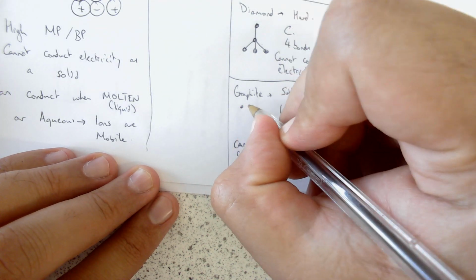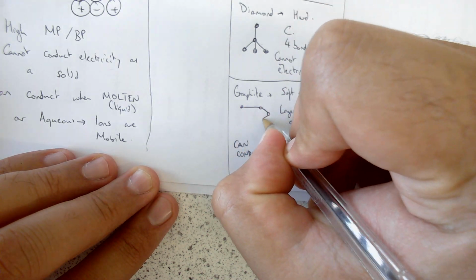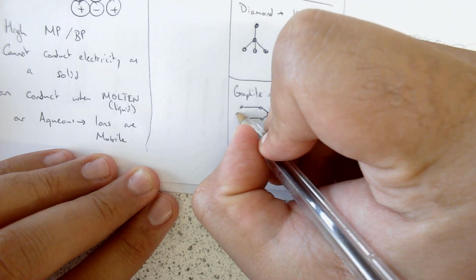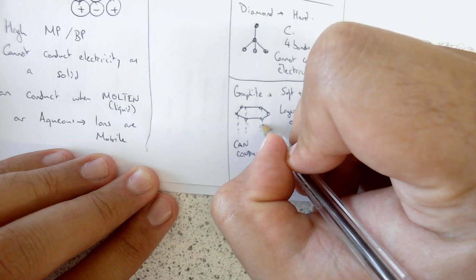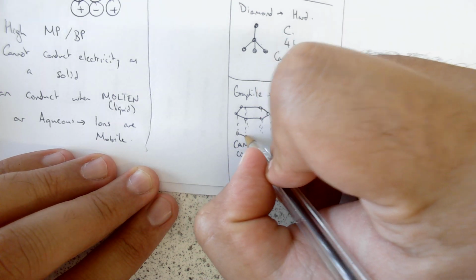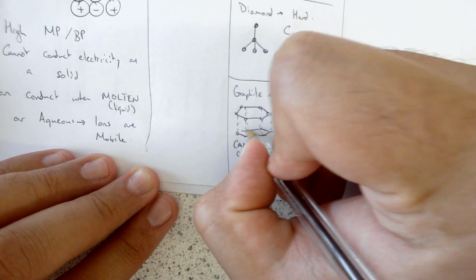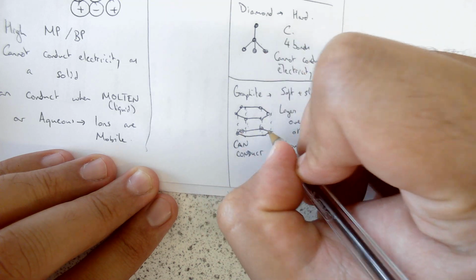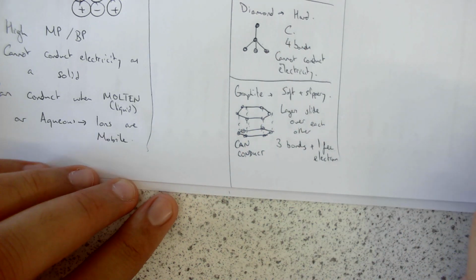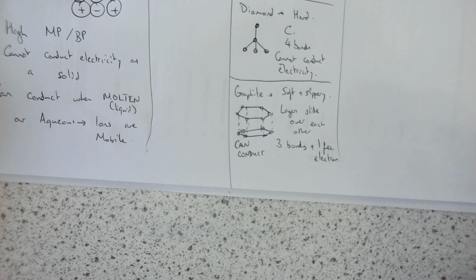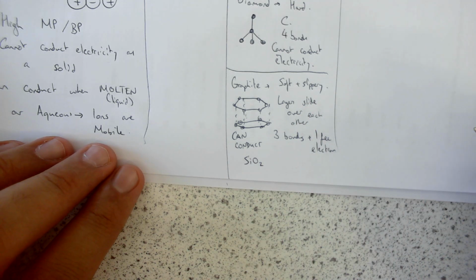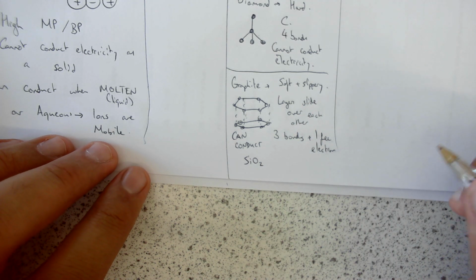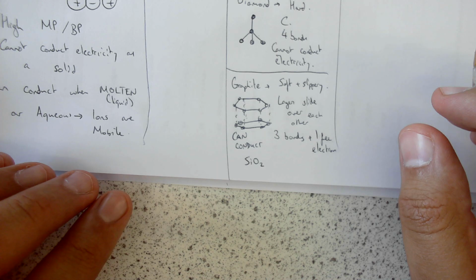and a picture. We draw a hexagon, and then dotted lines, and those dotted lines represent that they're in layers, and there are 3 electrons in between the layers. So because of those electrons, graphite can conduct. The last giant covalent molecule you need to know is silicon dioxide. Silicon dioxide is sand. It cannot conduct electricity either.